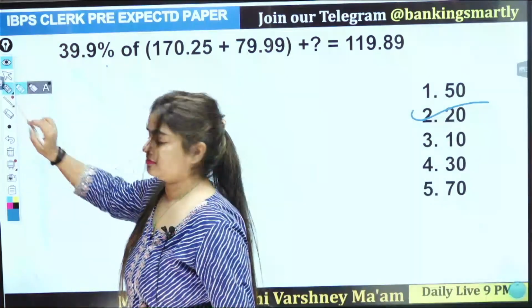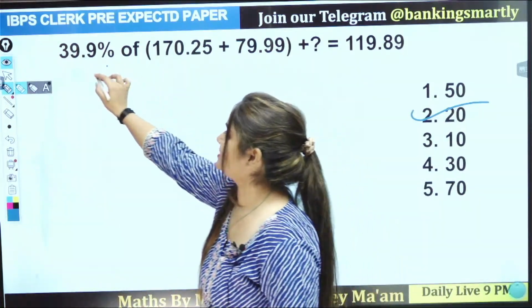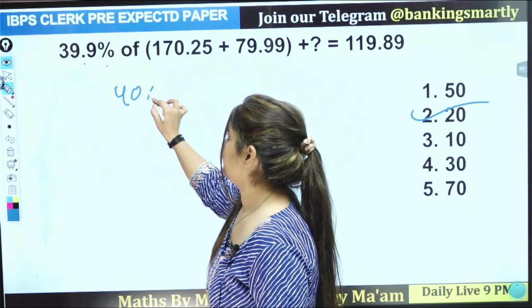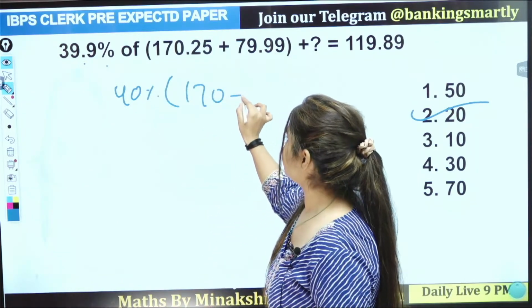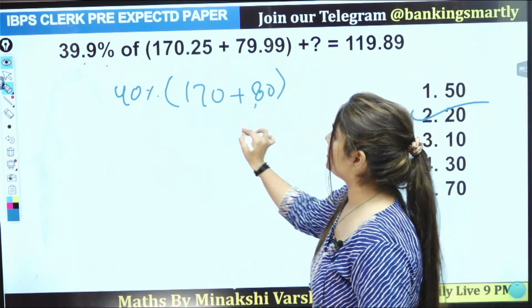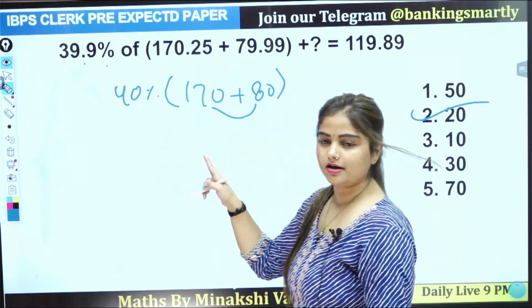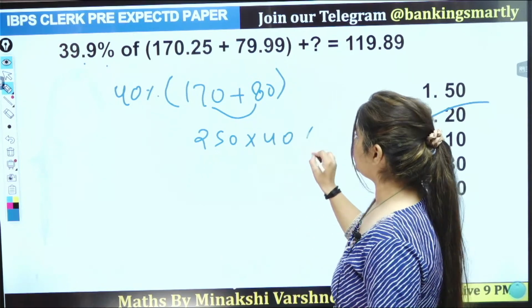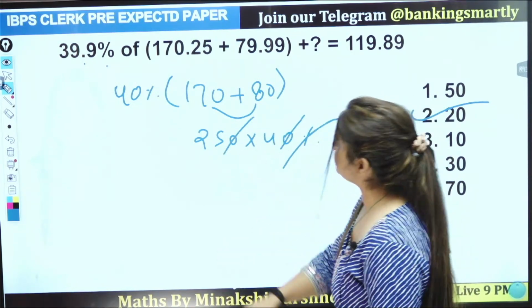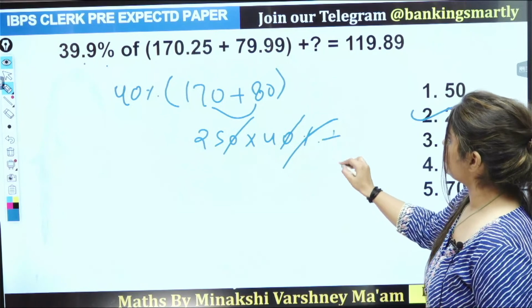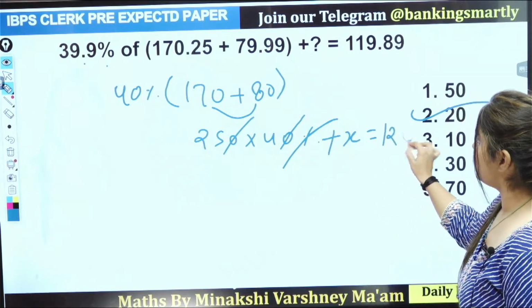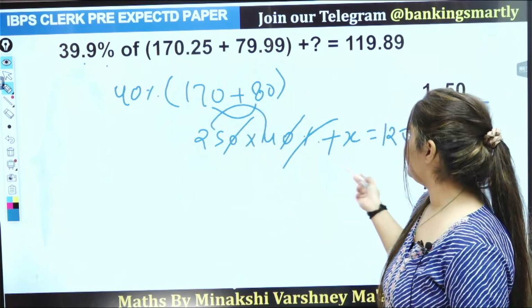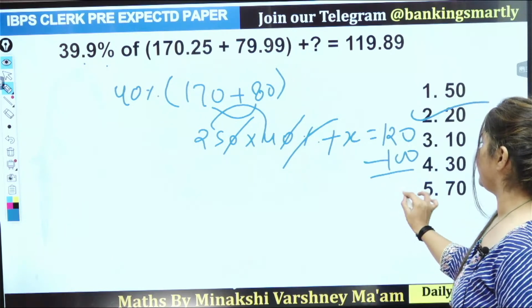But with pen and paper, how to do this question? This is 40%. And here is 170 plus 79.9, that is 80. 8 7 15, 8 7 15, that means 250. This is 250 and this is 40%. You know that the percentage will be cancelled with these 2 zeros. Plus x is equal to 120. So this is 25 fours are 100. 120 minus 100, that means 20.